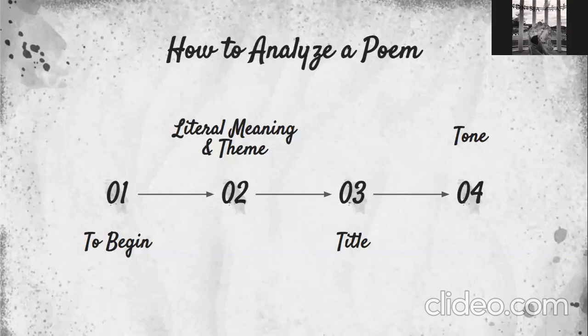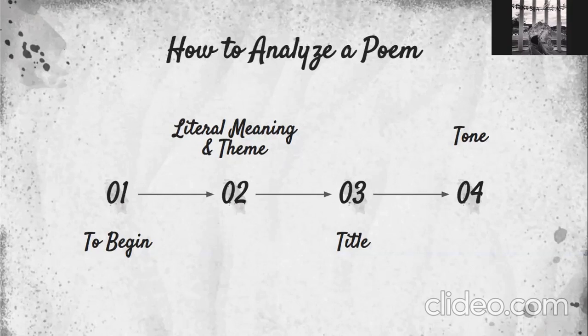The first one is to begin. Here, we should read a poem all the way through at least twice, read it aloud and listen to it, because poetry is related to music, so the sound is important. You listen to your favorite song many times and the principle is the same, and it takes time to fully appreciate and understand a work of art.